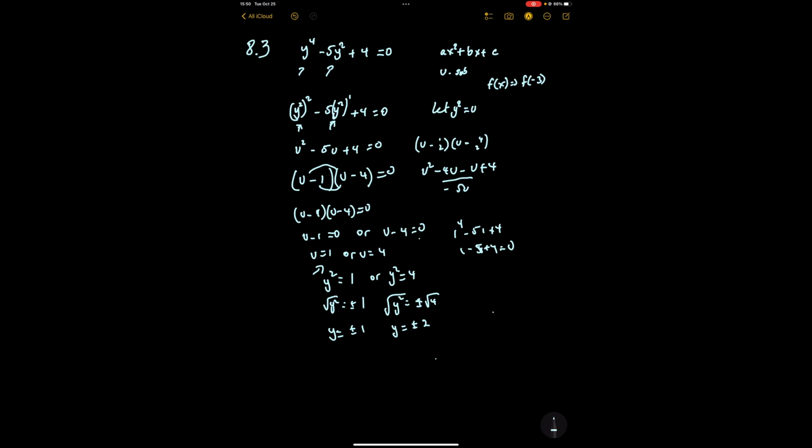If we use 2, that'll be 2 to the power of 4 minus 5 times 2 to the power of 2 plus 4 equal to 0. So we have 2 to the power of 4 is 16, minus 5 times 2 to the power of 2, which is 4 times 5, is 20, plus 4. Does that equal 0? Yes, indeed. So therefore, these are the answers.